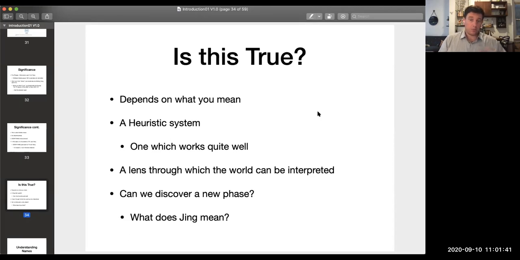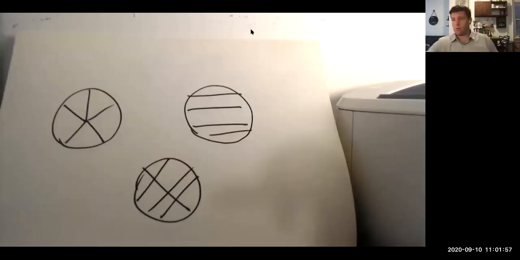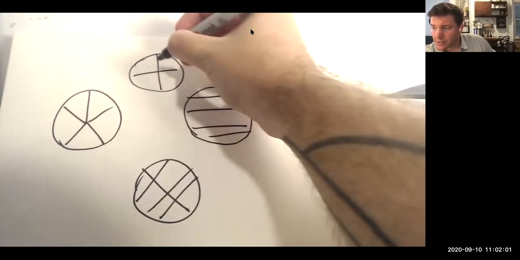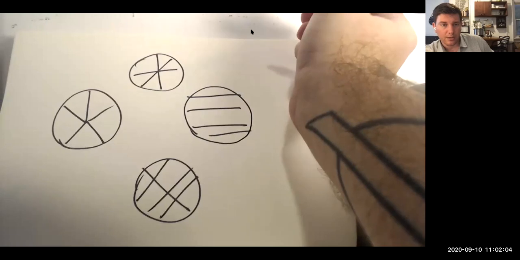So a question of, like, can we discover a new phase? We've been talking about 5 elements, 5 phases for at least 2,300 years. Could someone come along and discover a 6th phase? Well, we've got this division into 5 here. Why not do it as 6? That could tell us more things.